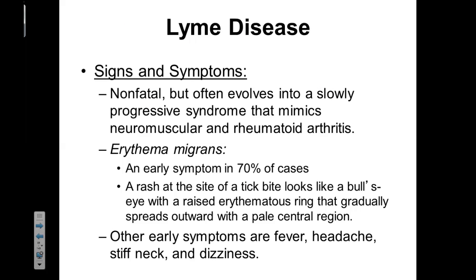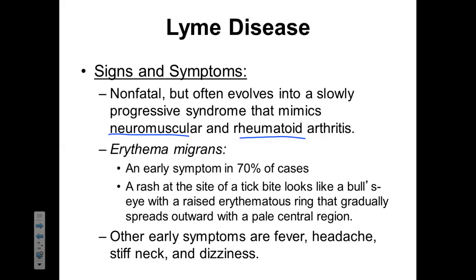Up next, we have Lyme's disease. Lyme's disease is an often non-fatal disease that evolves from a progressive syndrome. Lyme's disease can mimic many other diseases, such as neuromuscular and or rheumatoid arthritis, which is one of the reasons why it's been misdiagnosed in many cases.